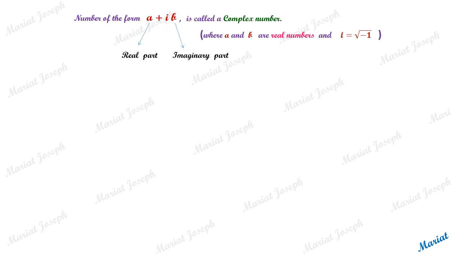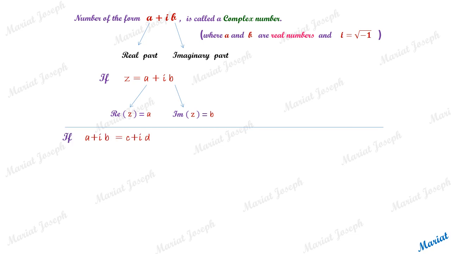Now, if a complex number a plus ib is named z, see, the z is only the name of that number. If z is a plus ib, real part of z is a, imaginary part of z is b. This is the symbolic way of expressing it. Now, if two complex numbers are equal, when do we say two complex numbers are equal? When real part is equal to real part as well as imaginary part is equal to imaginary part.